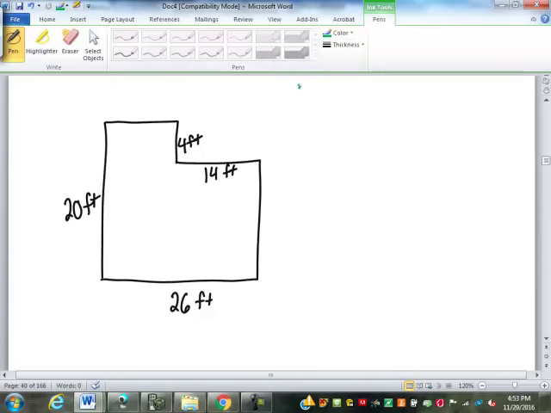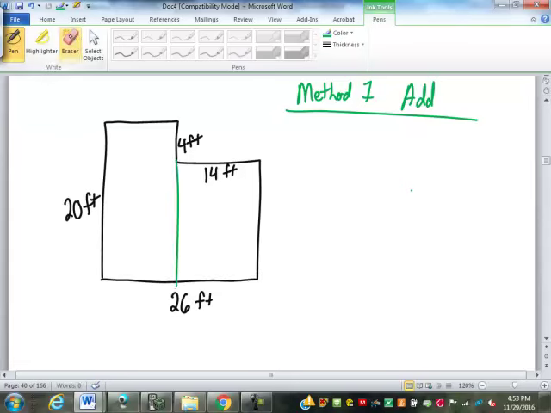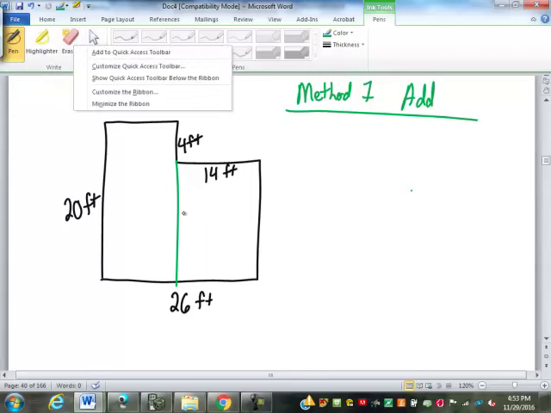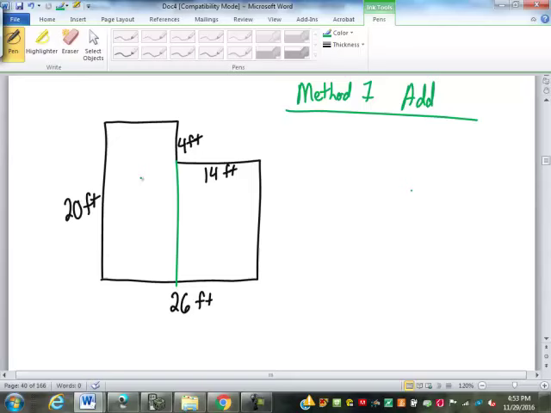One way I could go about doing this, I'll call it method 1, is adding together smaller pieces. To do that, I have to cut this into smaller pieces. So I could either cut it this way to make 2 rectangles, or I can cut it this way to make 2 rectangles. It doesn't matter which. Anybody have a preference whether I cut it vertically like this or horizontally? Vertically? Okay. So we'll leave it like this.